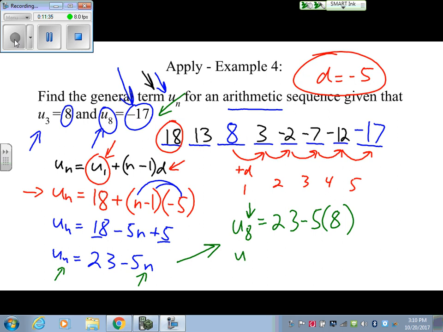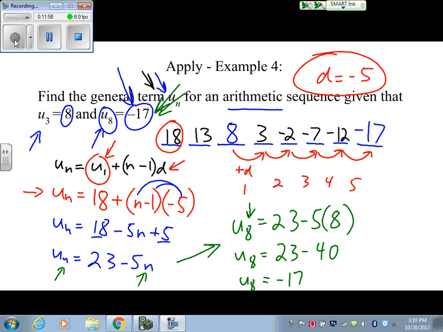So now I have u sub 8 is equal to 23 minus 40. Well, we're subtracting two numbers. 40 minus 23 gives me 17. However, it was the one being subtracted. The bigger one was negative, essentially. So we have to have a negative answer here. So u sub 8 equals negative 17, which is exactly what we were expecting to have.